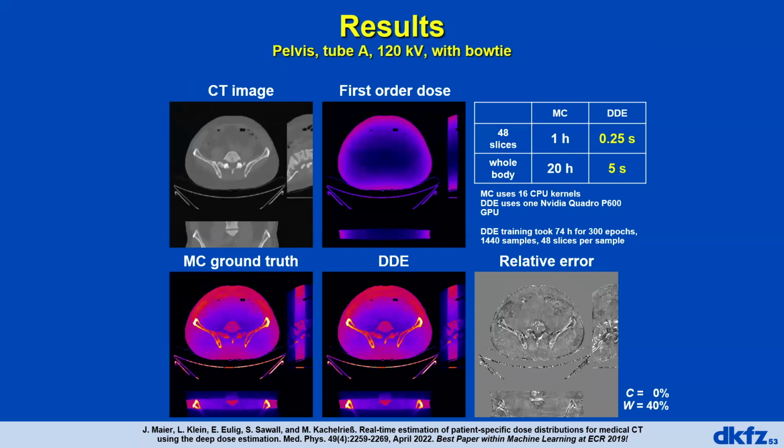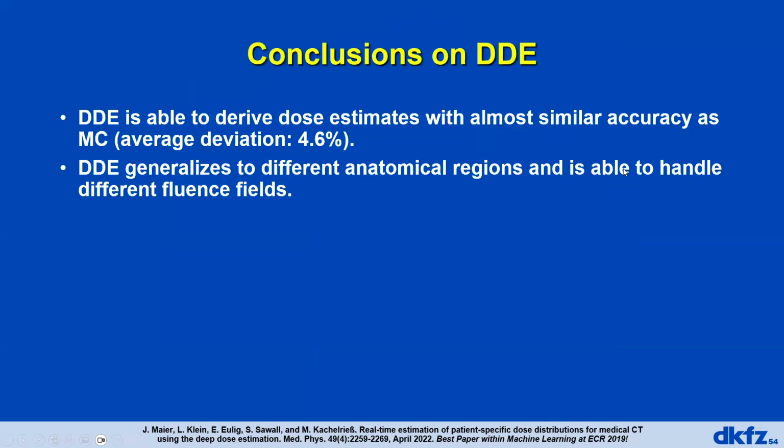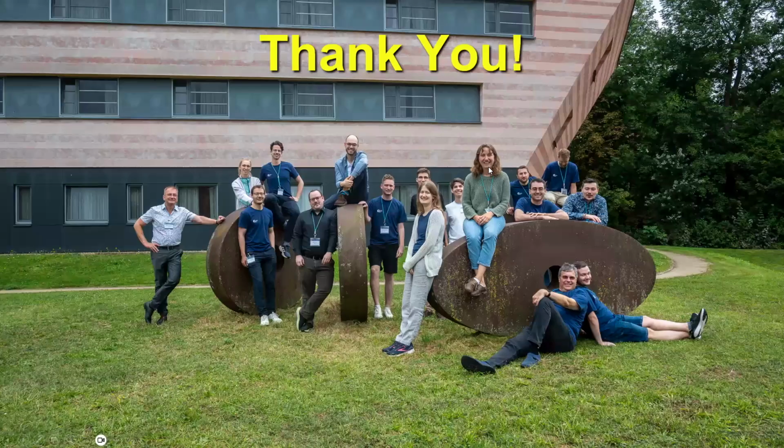These are some other examples. In this case, for a pelvis phantom, results are similar. Monte Carlo simulation takes forever, and a neural network approach is able to do this in like a couple of seconds. To conclude on the deep dose estimation, we showed that it fits to Monte Carlo simulation and that it generalizes to different anatomical regions and is able to account for different fluence fields. And with that, I'm at the end of my presentation and open for your questions.